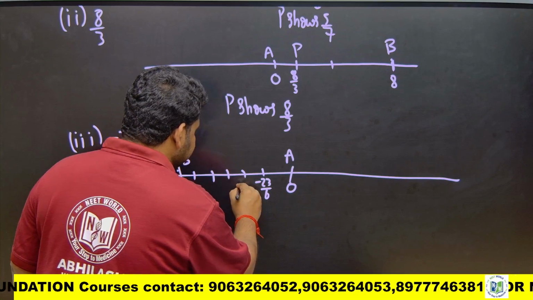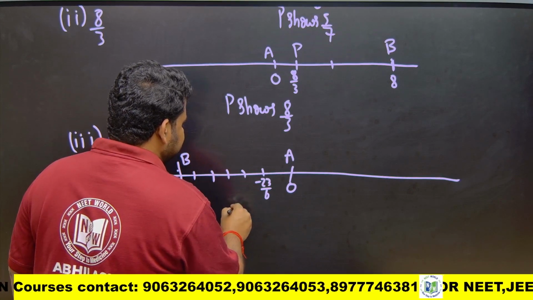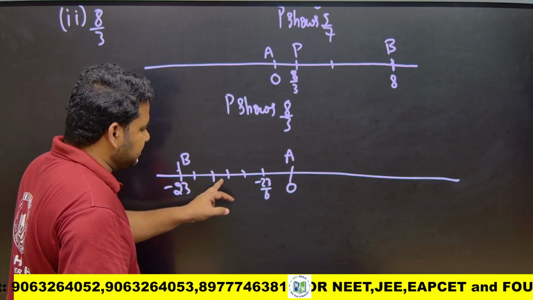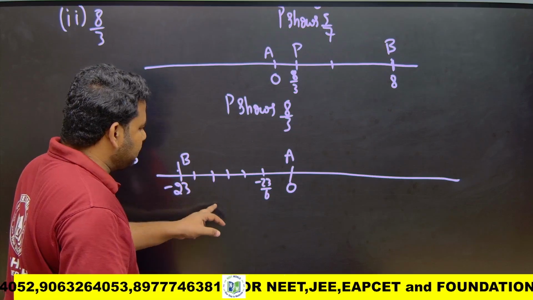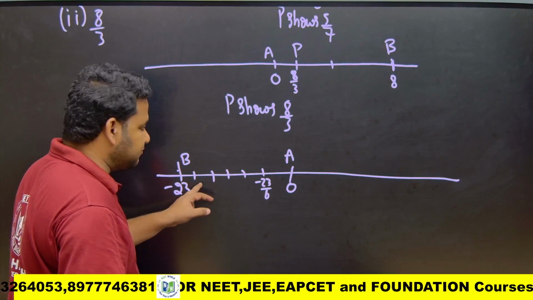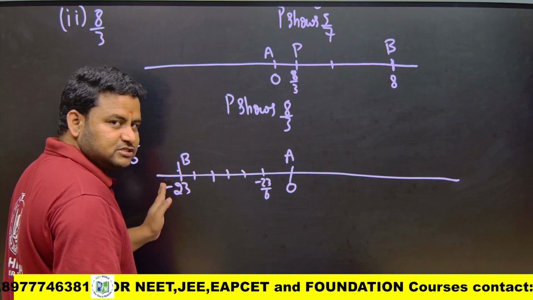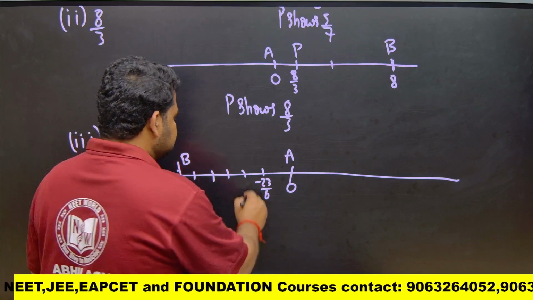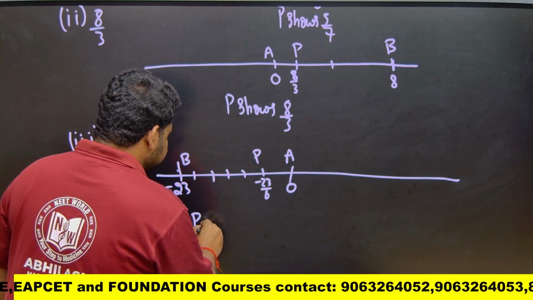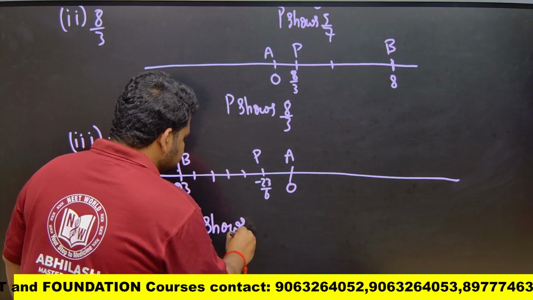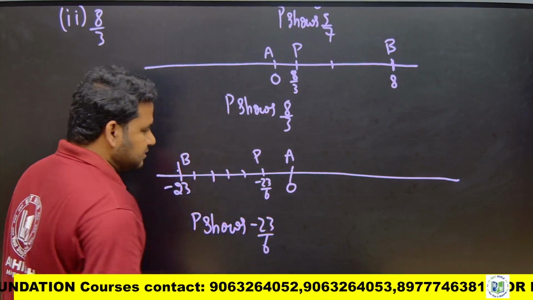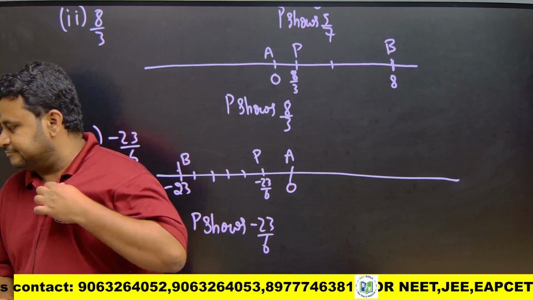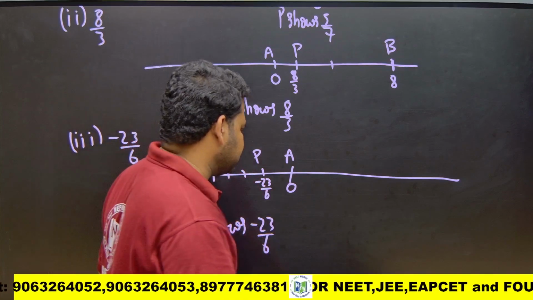The first part is 1 by 6 of minus 23. This is 2 by 6 of minus 23. This is 3 by 6 of minus 23. This is 4 by 6 of minus 23. This is 5 by 6 of minus 23. This is 6 by 6 of minus 23. 6 by 6 will cancel, I will have just minus 23. This is minus 23 by 6. Let me write this point P. So P shows minus 23 by 6. That is the answer to this question. I hope it is clear. This is how you have to solve this question.